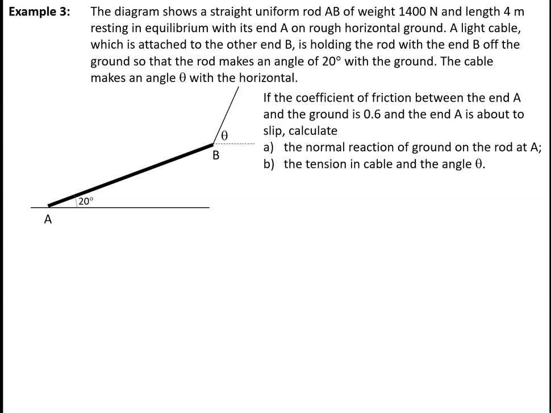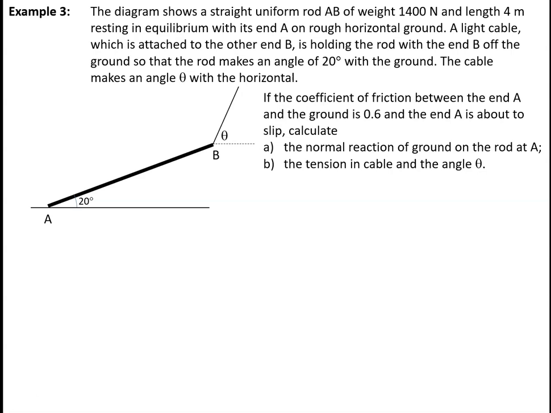And our final example shows a straight uniform rod of weight 1400 newtons and length 4 meters, resting in equilibrium with its end A on rough horizontal ground. A light cable which is attached to the other end B is holding the rod with the end B off the ground, so that the rod makes an angle of 20 degrees with the ground.